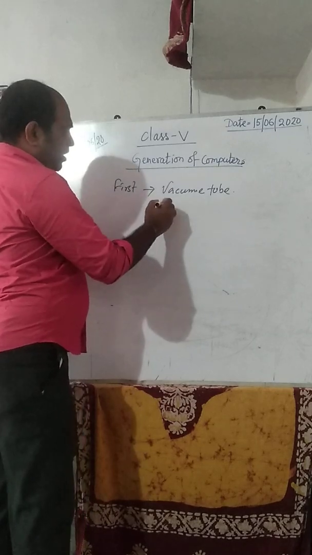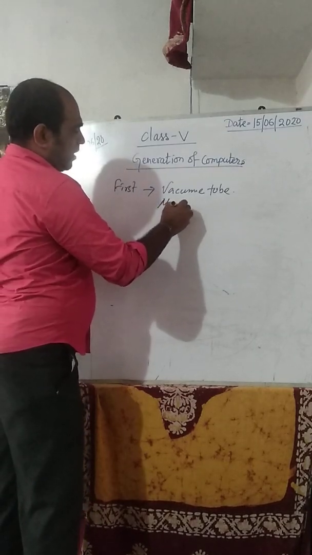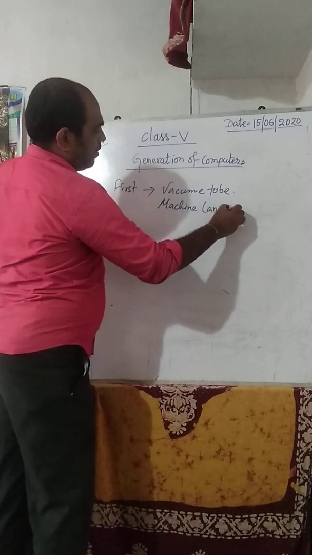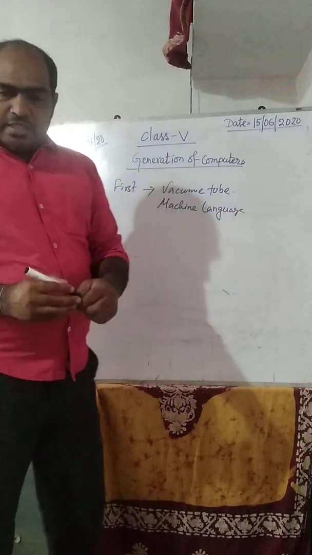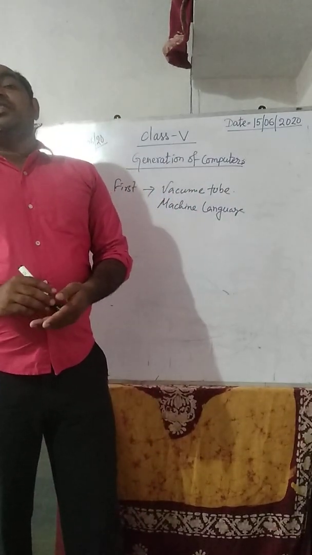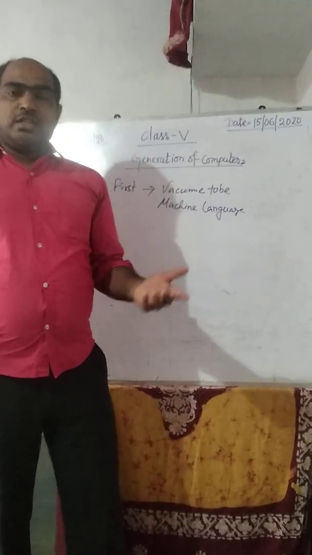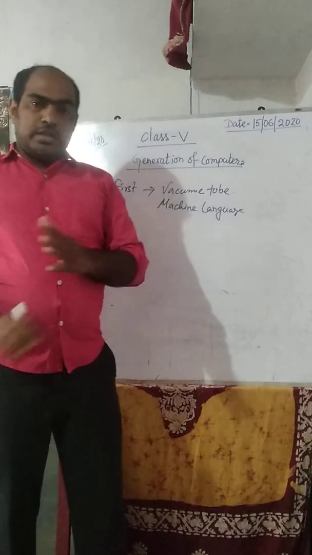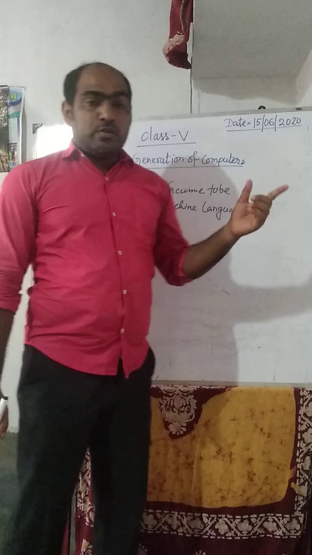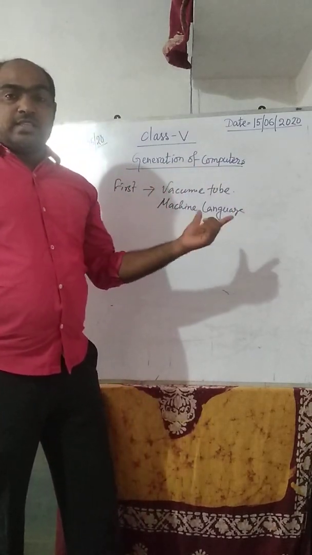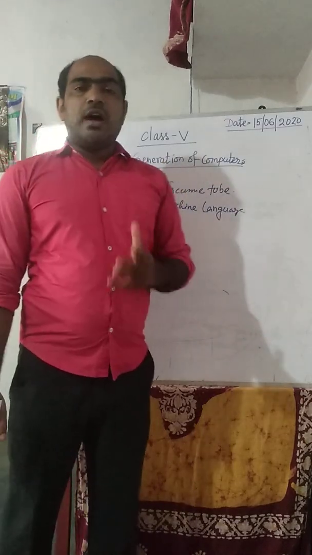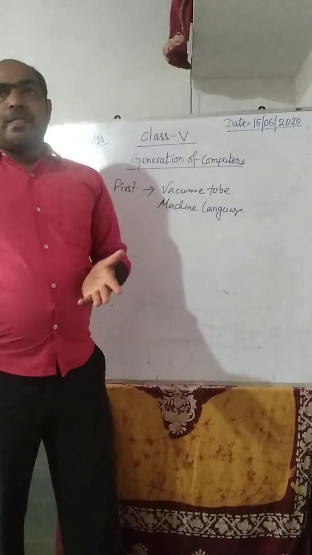Remember, the first generation computers worked in machine language. Machine language means the binary system, 0 and 1 digits. The computer did not understand any other language, only 1 and 0. That is machine language, we can say the binary language. So these were the functions of the past generation computers.